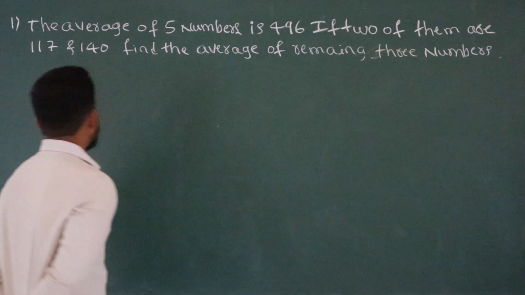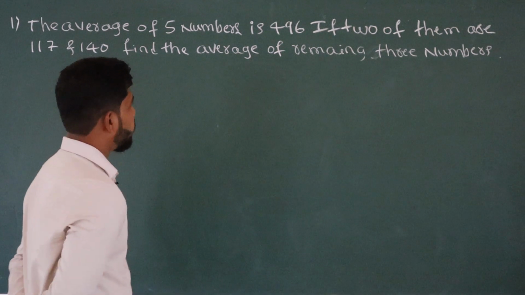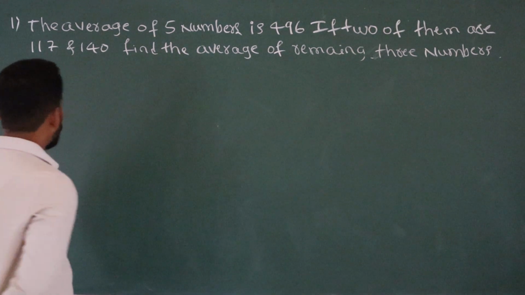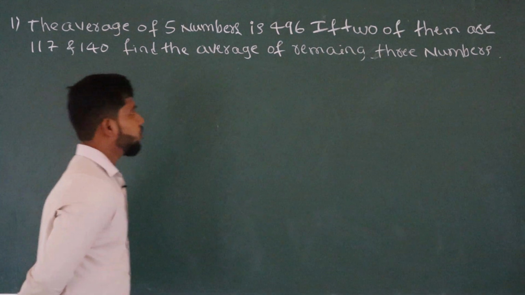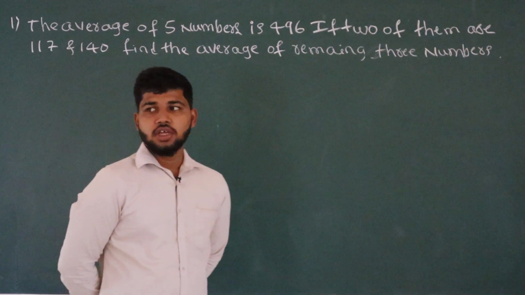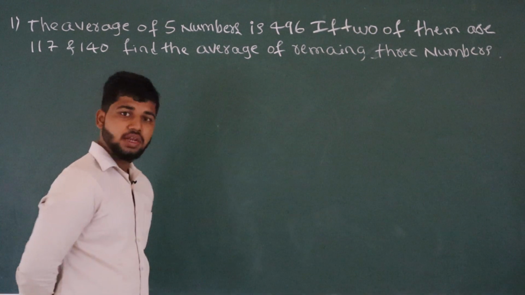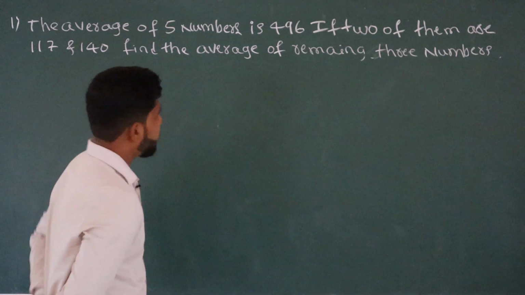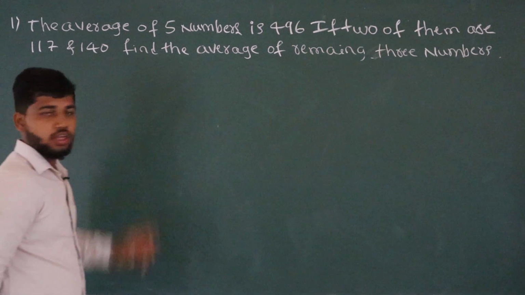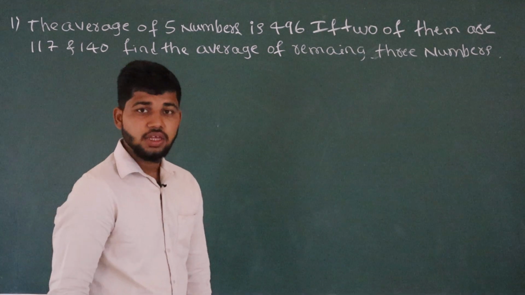Look at the first one. The average of 5 numbers is 496. If two of them are 117 and 140, find the average of the remaining 3 numbers. What have they given? The average of 5 numbers is 496, and two of the numbers are 117 and 140. Now we have to find the average of the remaining 3 numbers.